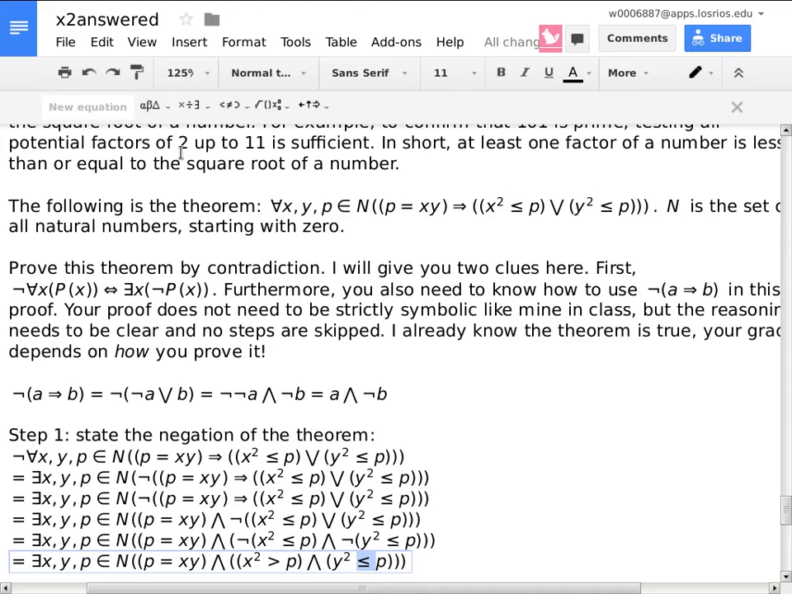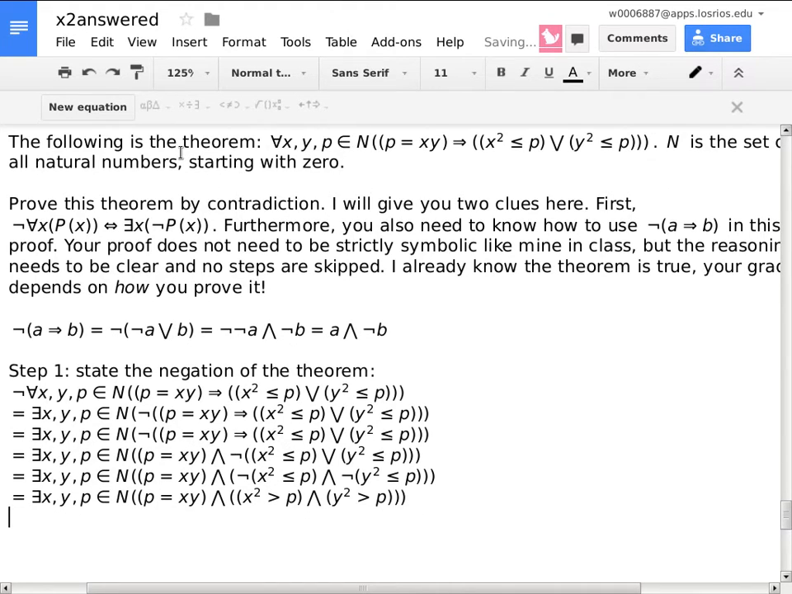Because not less than or equal to is basically saying greater than, right? Okay, so let's read this again just to make sure that we know what it is saying. It says, I can pick three natural numbers, x, y, and p, such that p is the product of x and y, and on top of that, x squared is greater than p, and y squared is also greater than p. Okay? All right, so let's see what kind of bad things we can get to with this thing. Okay, so that's the negation of the theorem.